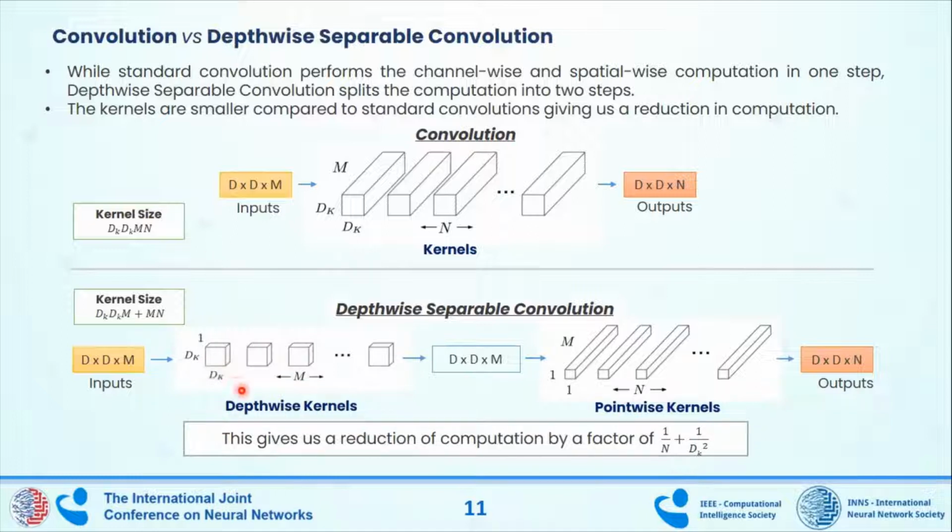And in the first step, the convolution is performed separately along each channel. Overall, this gives us a reduced kernel size of dk × m plus m × n. And as the kernel size is reduced, this gives us a reduction of computation by a factor of 1/n plus 1/dk².